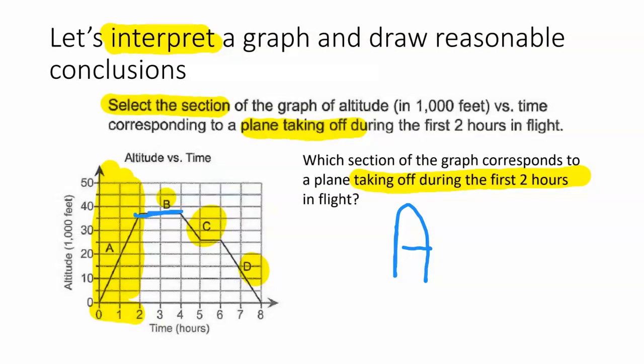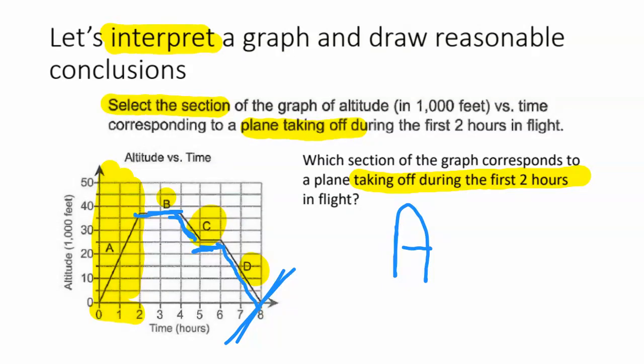This piece is saying he's leveling out. He's descending because of turbulence. He levels off. And then he descends. The flight's over. You're back at the airport. So which section of the graph? Well, in this case, it's A.